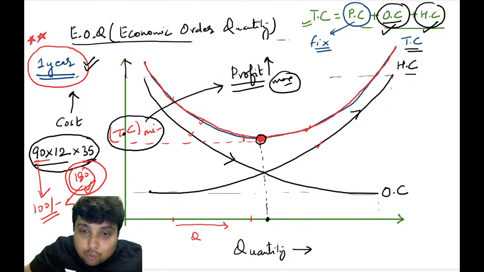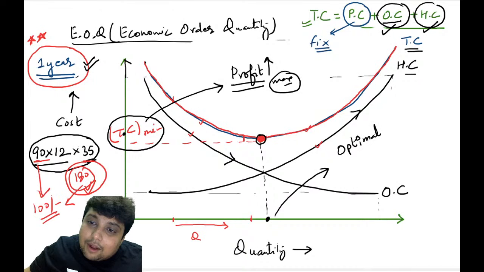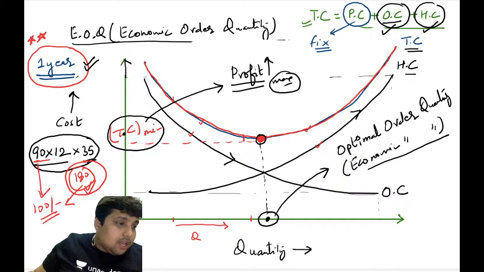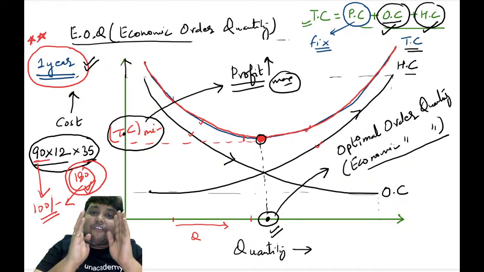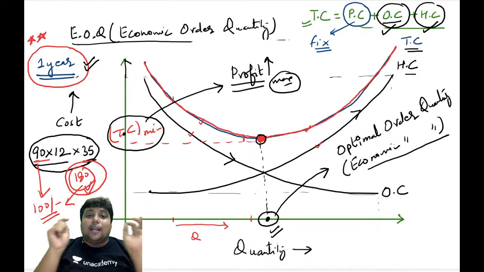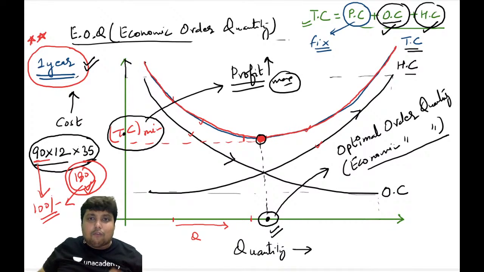The quantity corresponding to this, we say this is the optimal order quantity, and we say this is the economic order quantity. Why? Because remember guys, if I will order this much Maggi, I don't know whether it is the quantity of 1 month, 2 months, 3 months, 1.5 months, or 4.5 months. I don't know whether this lot size is valid for 1 month or 15 days or the whole year. Whatever it may be.